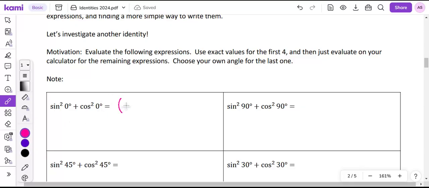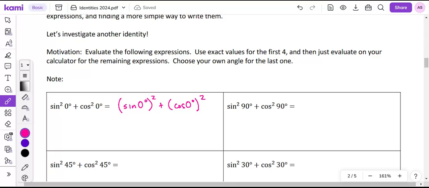So just for this one, can you guys just rewrite this one with me? This is saying the sine of 0 degrees, and then you square it, plus the cosine of 0 degrees, and then you square that. That's what that new notation means. It takes less writing to do it the first way, so that's just the notation we use. We're not squaring the letters SIN. We're squaring the sine of 0 degrees.